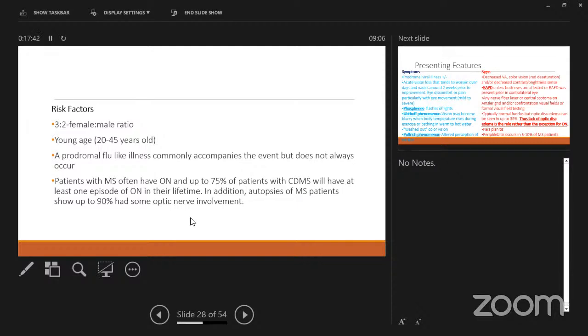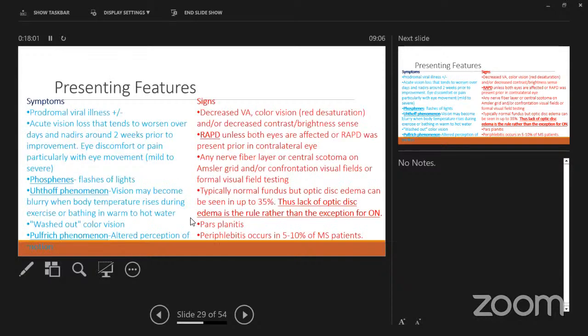In the young age group, 20 to 45 year olds, a prodromal flu-like illness accompanies the event, but does not always occur. Patients with multiple sclerosis often have optic neuritis, up to 75% of the patients. In addition, autopsies of multiple sclerosis patients show up to 90% optic nerve involvement.